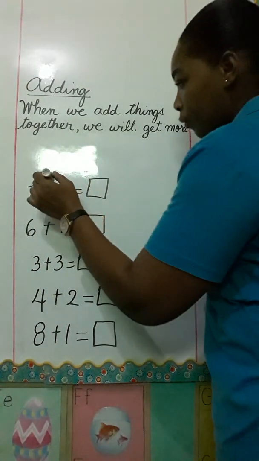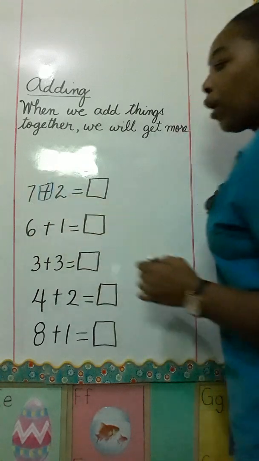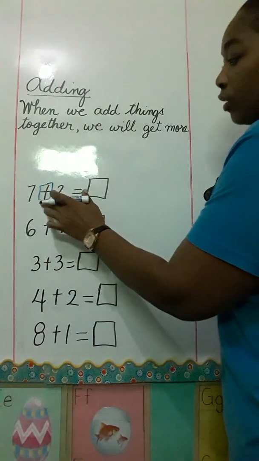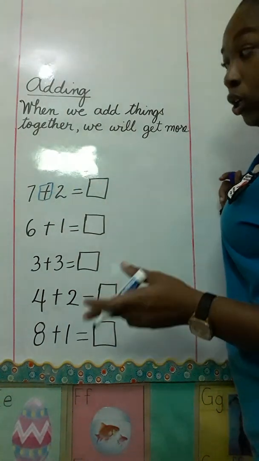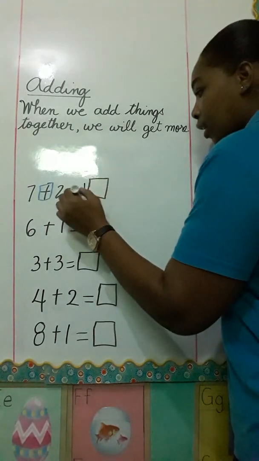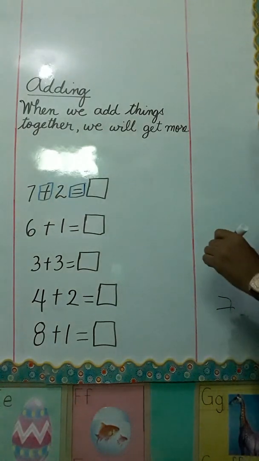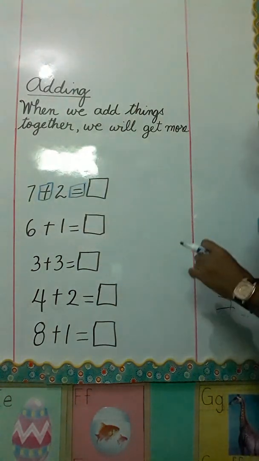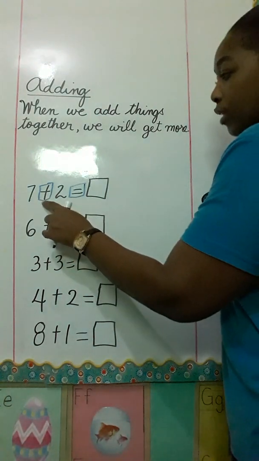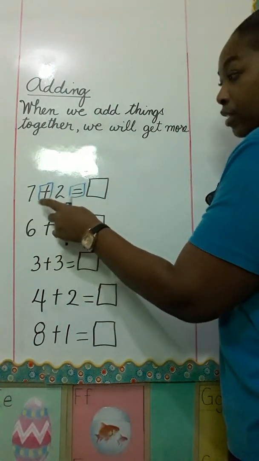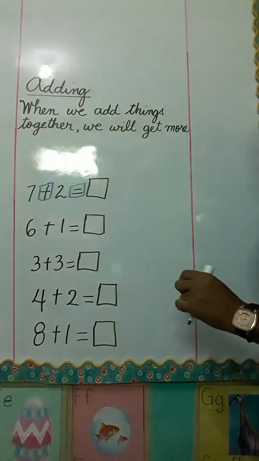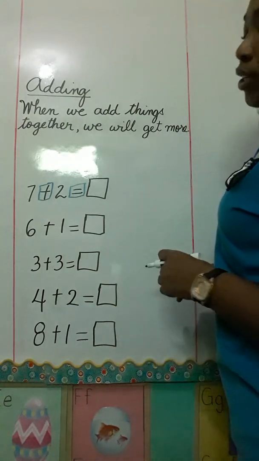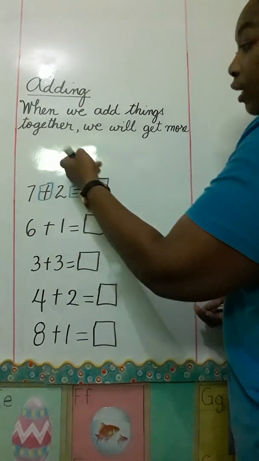This sign is called a plus sign. What is this called? A plus sign. And what does it look like? The common or the lowercase t. And this sign is called the equal sign. Whenever we see this sign in mathematics or numeracy, it means that you must count everything together.